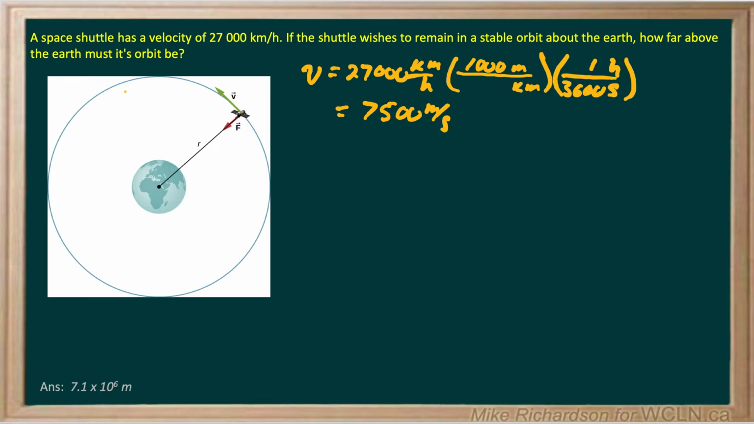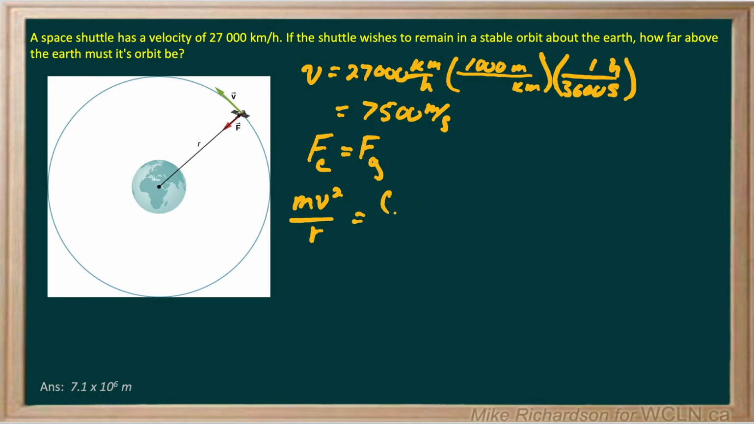Okay, now any orbiting question, the force that's keeping the object in orbit is the force of gravity. So my net force, which we're calling the centripetal, is Fg. And because they give us information regarding velocity, I'm going to write my centripetal force as mv squared over r.